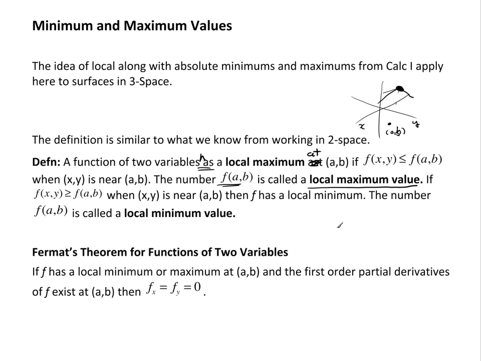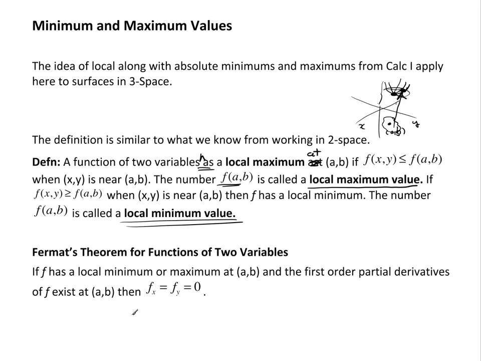Now, if f(x, y) is greater than f(a, b), that's a situation where I still have (a, b) on the xy plane, but everywhere I look, f(a, b) is like the low point. I think you get the idea there. So no matter where you are in some region about (a, b) on the xy plane, when I translate these points up to the function, if f(x, y) is bigger than f(a, b), then that is what we refer to as a local minimum value.